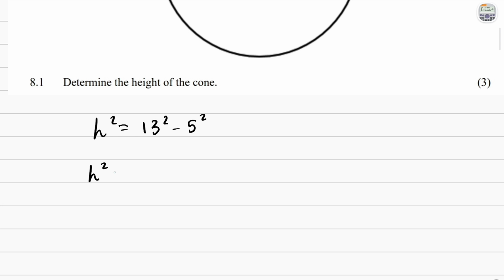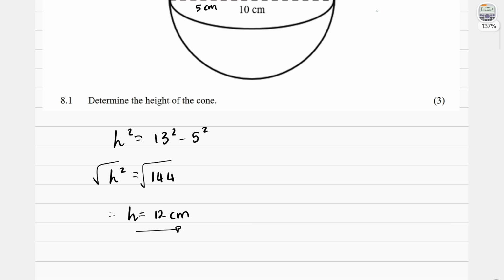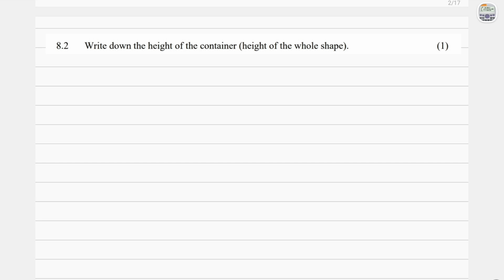So the height is equal to, so that's 169 minus 25, which is 144. And then if we square root, we finally get that the height is equal to 12 centimeters. And that is our answer. Moving on to the next question. And then question 8.2 says, write down the height of the container.